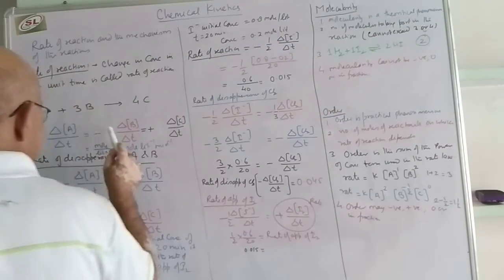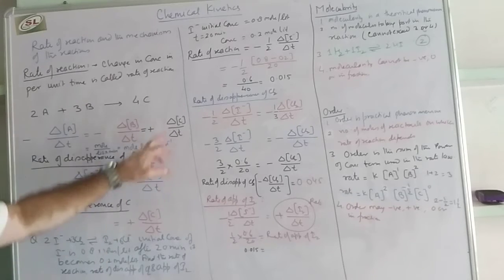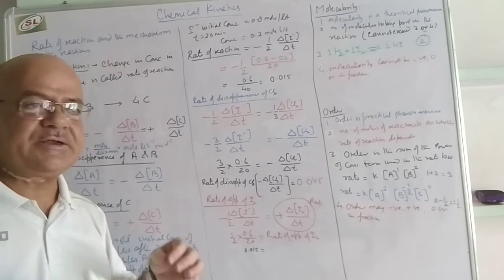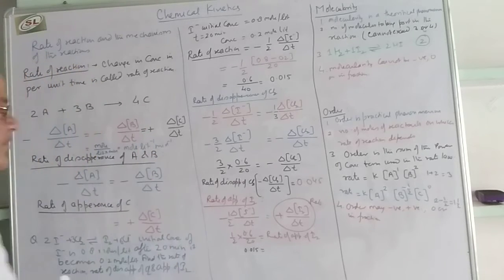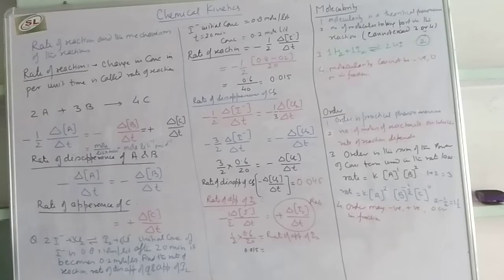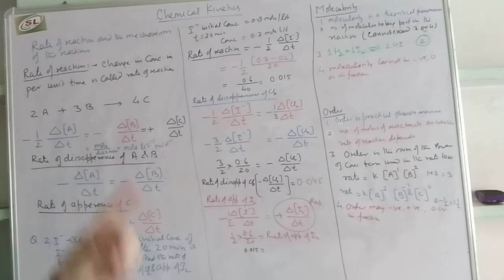The total change in concentration of B can be denoted like this, and the total change in concentration of C can be denoted like this. But to define the rate, we want the change in concentration of 1 mole. So as we have taken 2 moles of A over here, we will divide it by 2. Now this equation in terms of A gives us the rate of reaction, showing the change in concentration for 1 mole.